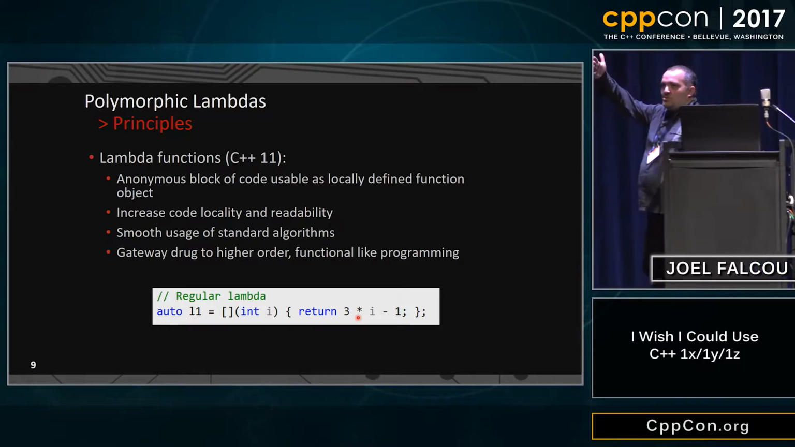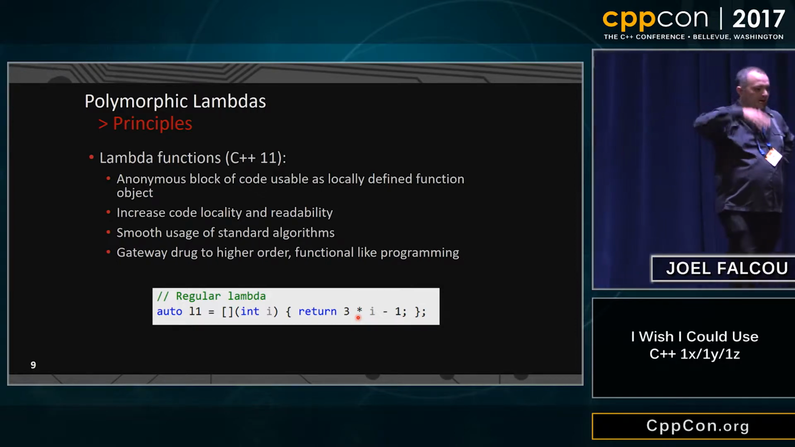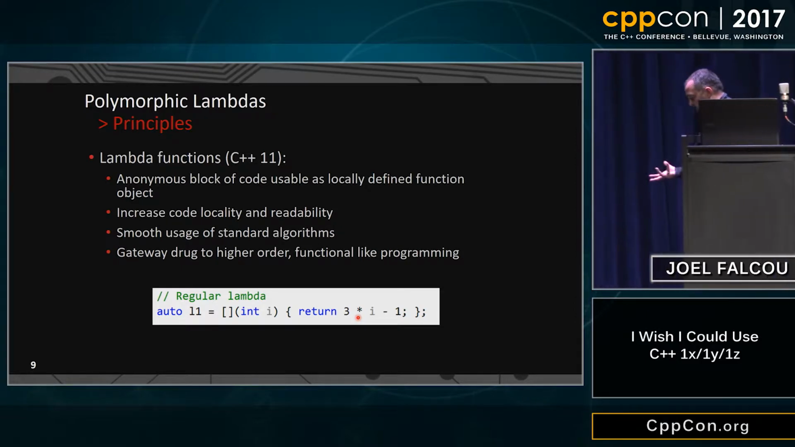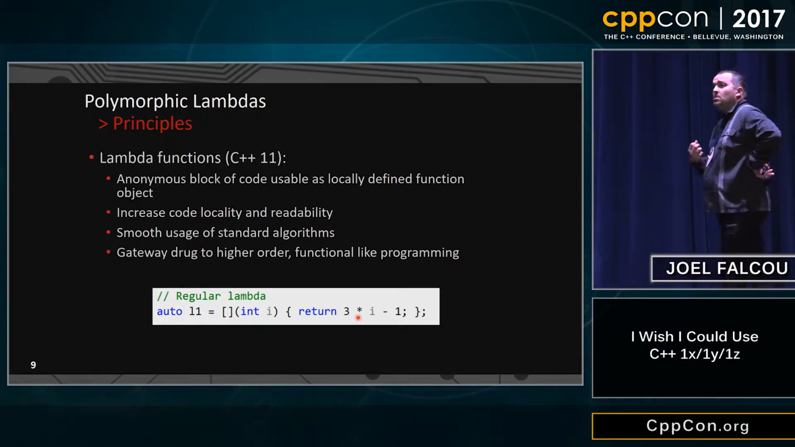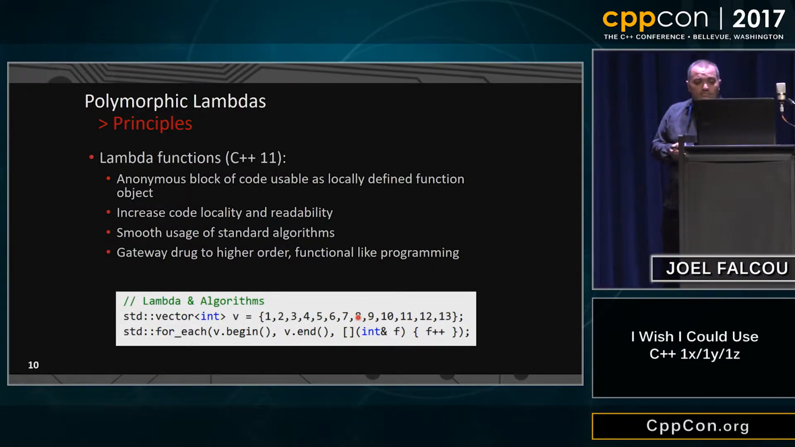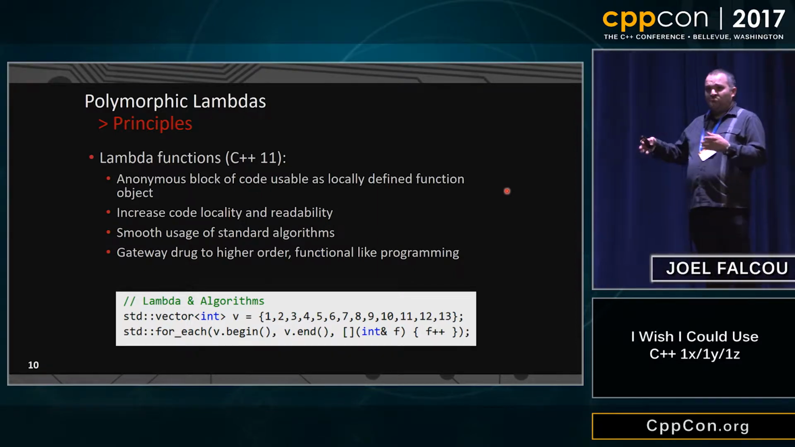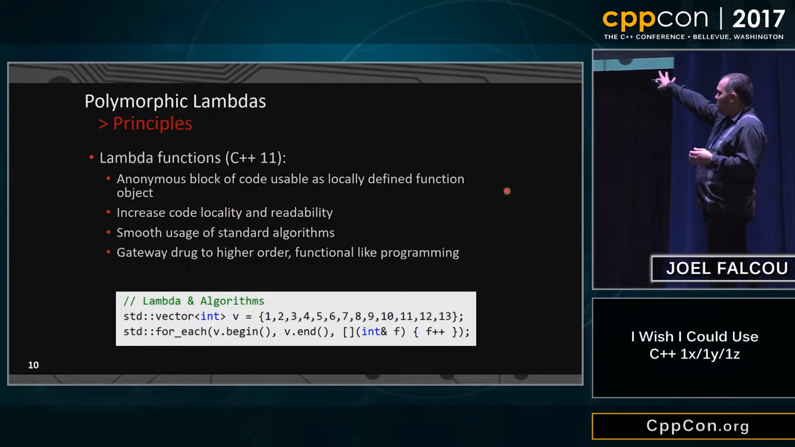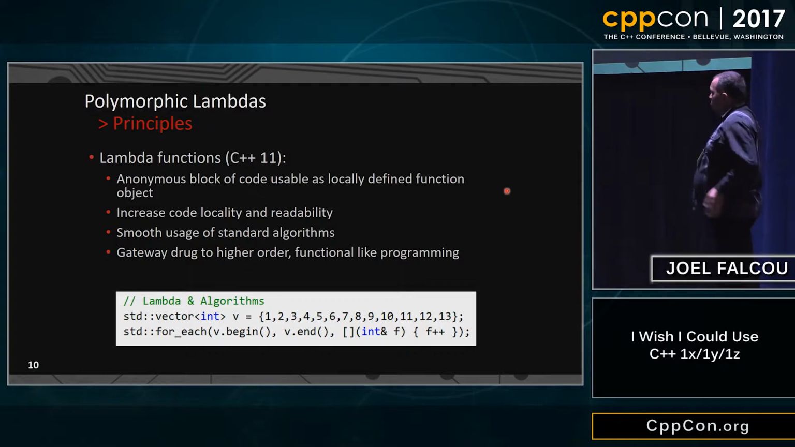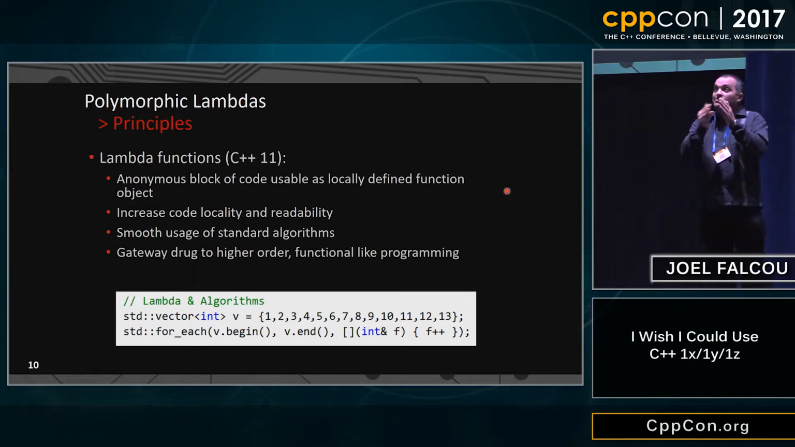You can pass an arbitrary number of captures from outside, so you can use variables from outside the lambda inside it, and so on. It's very cool because this notion of locally defined function makes a lot of code far more local, especially when you want to use algorithms from the standard library. You don't want to have a function or function object lying you don't know where that you will have to instantiate over there. This line is self-contained, and you know right now that you are calling this function on each element of this vector, and all the information is there. That's a very cool aspect of lambdas.